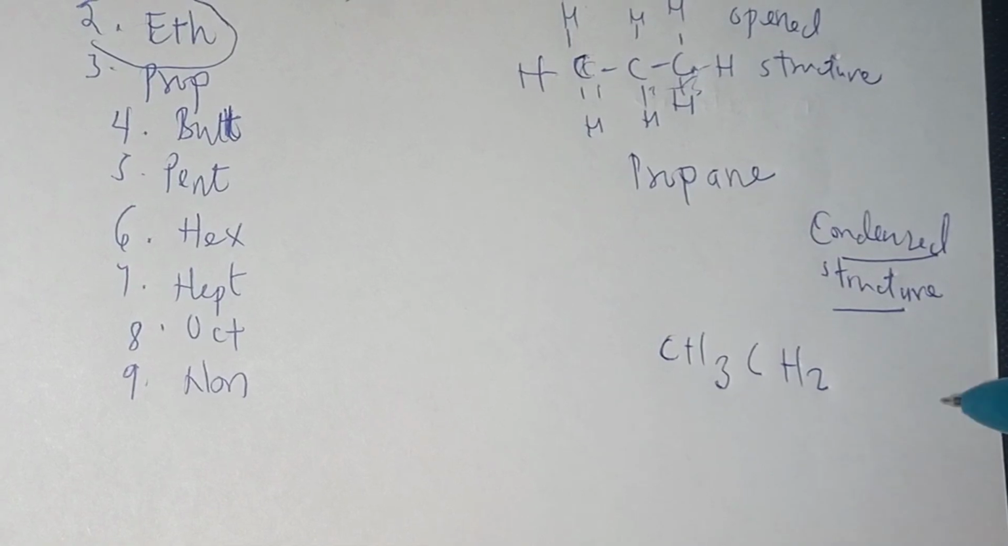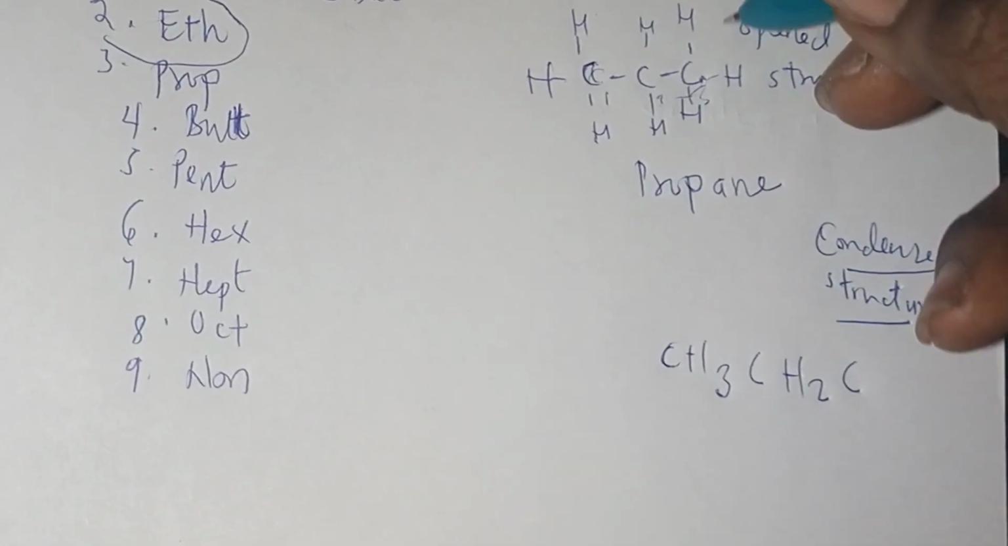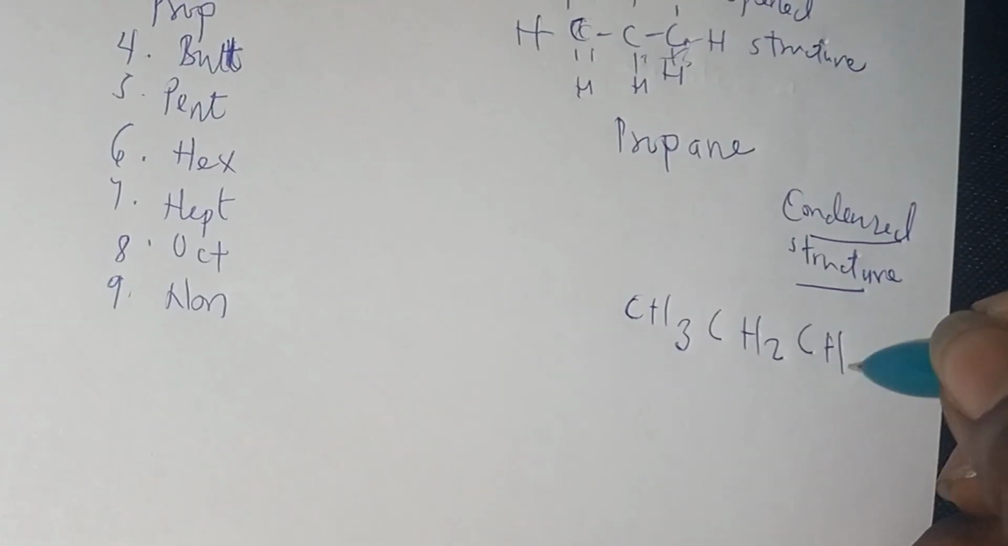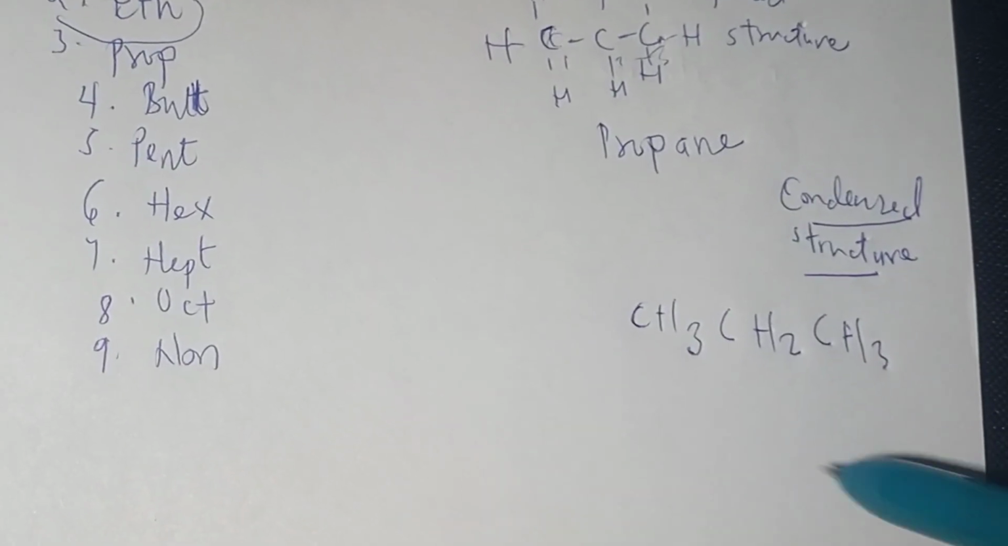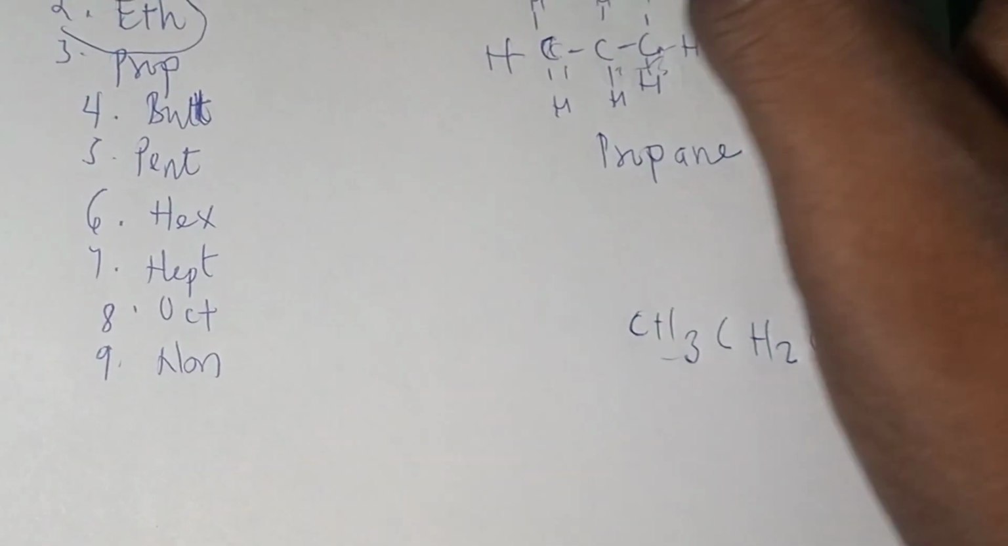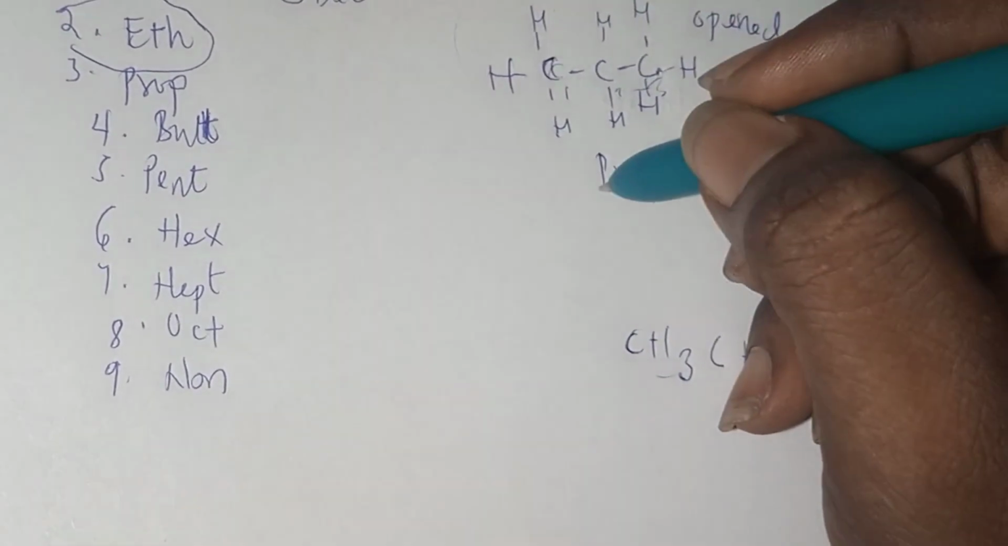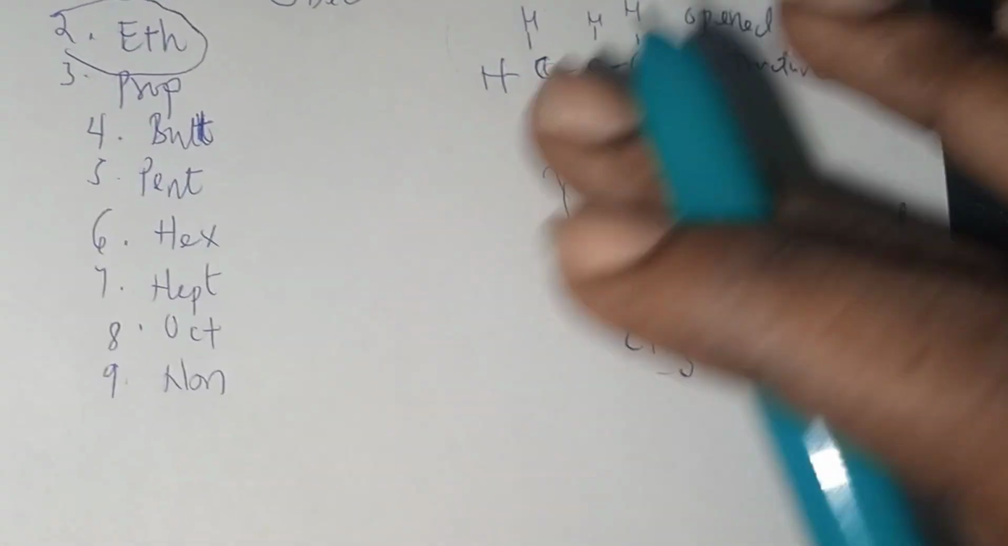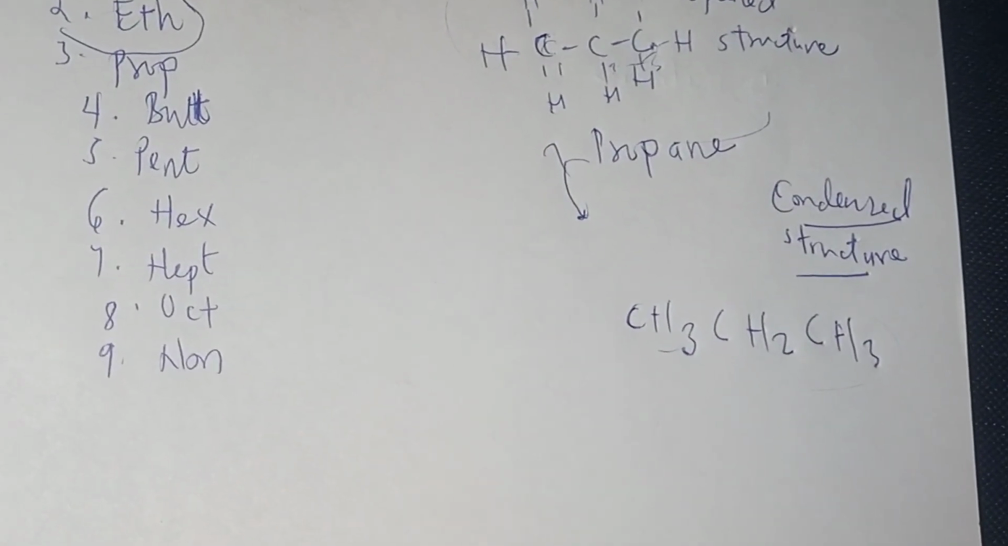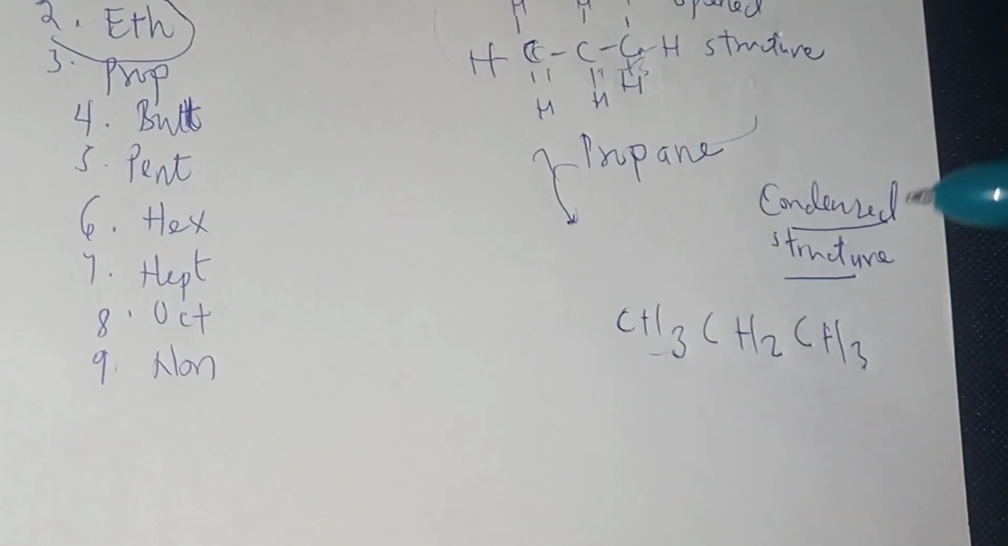Then this carbon is also having three other carbons bonded to it. Then that's the last unit. So this is the condensed structure of this whole compound. And note that they are both the same compound. There is no difference and there is no variation in these two compounds.